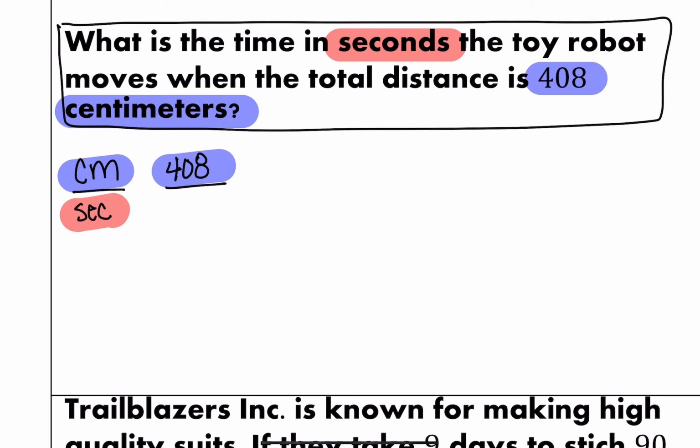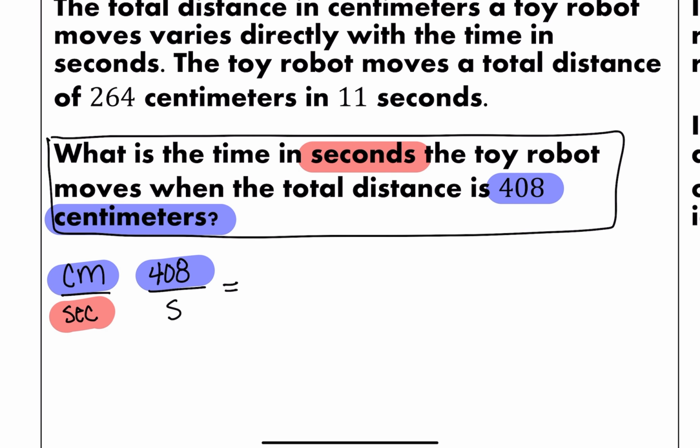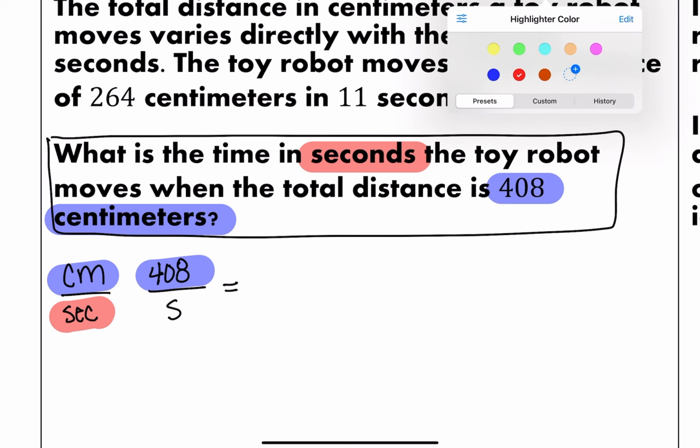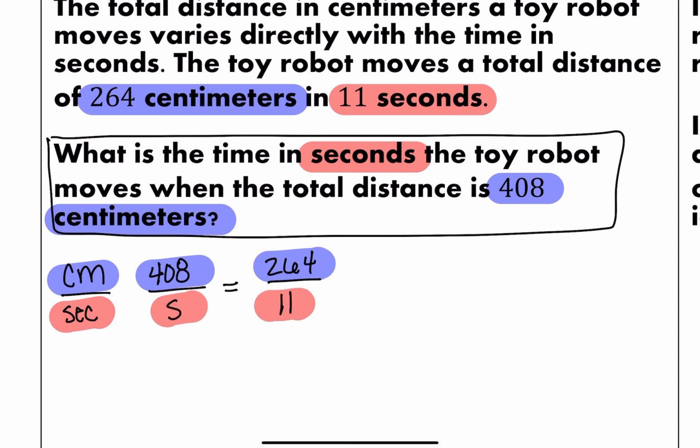I don't know what my seconds is, so I'm going to put in S. You can put in X if you want, but I'm just going to keep the same letters so I don't get confused. Now I'm going to go to the other part of the problem. Do not read the problem. I just need you to look for numbers. So your very first number that you see is going to be 264 centimeters. So 264 centimeters is going to go in your numerator because that is centimeters to centimeters right here. Then the next number you're going to see is 11 seconds. So then 11 is going to go right here in seconds. So you notice all of my colors match.